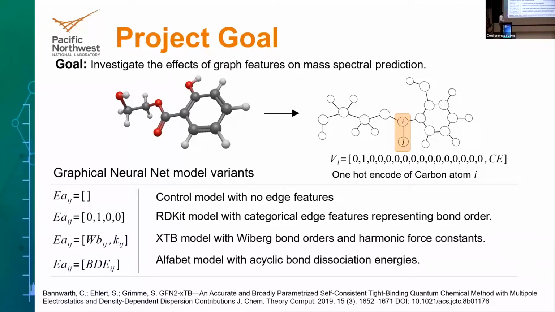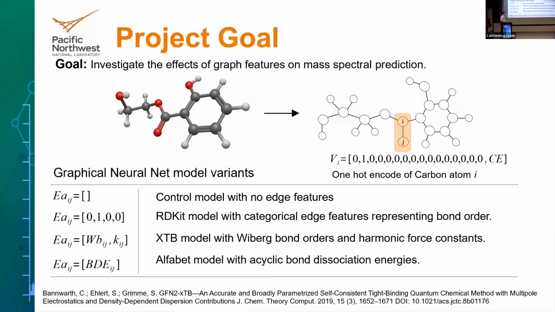Our control model was graphical representations with no edge features between atoms i and j. Then an RDKit representation, which is just a categorical edge feature representation corresponding to bond orders, so single, double, triple bonds, aromatic bonds, things of that nature.